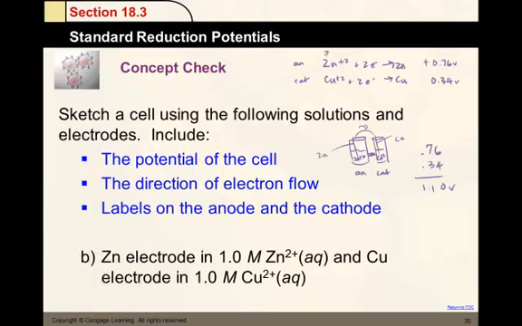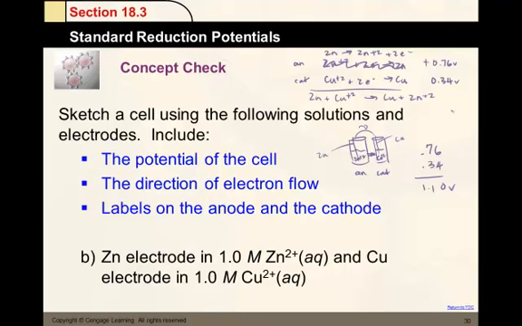I'd have zinc yields zinc plus 2 electrons. So that would be the positive 0.76. So if I add these two half reactions together, and the electrons of course are going to cancel, I'd have zinc plus copper plus 2 yields copper plus zinc plus 2. That would be the overall reaction, and that's a balanced reaction because we have the same charge on both sides.